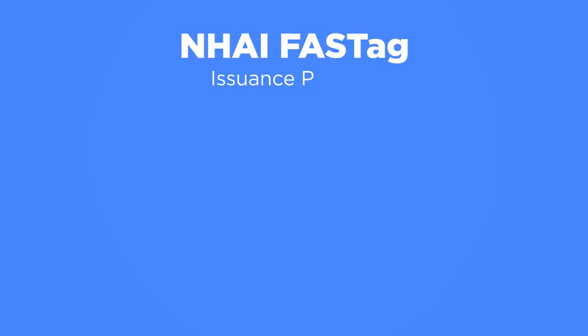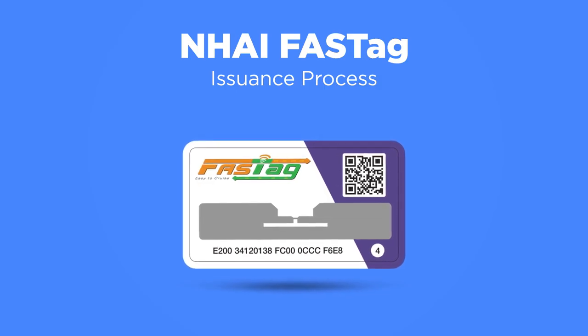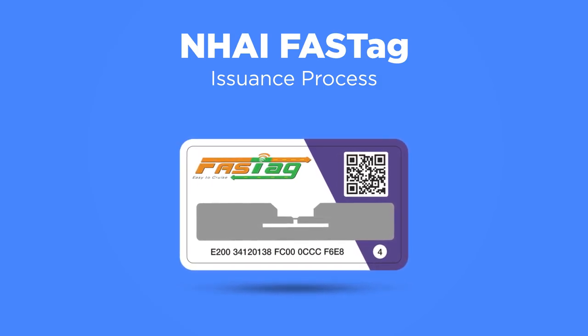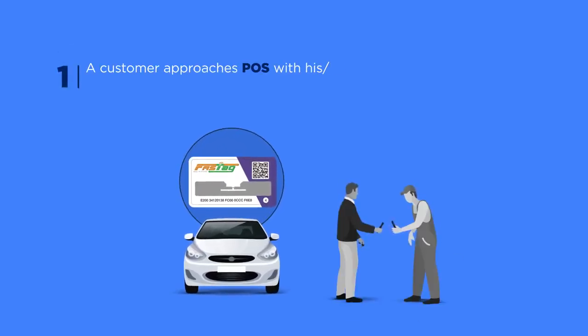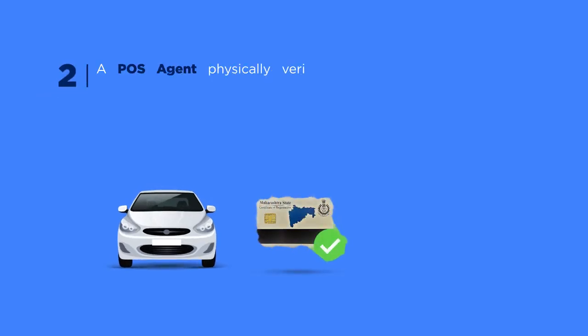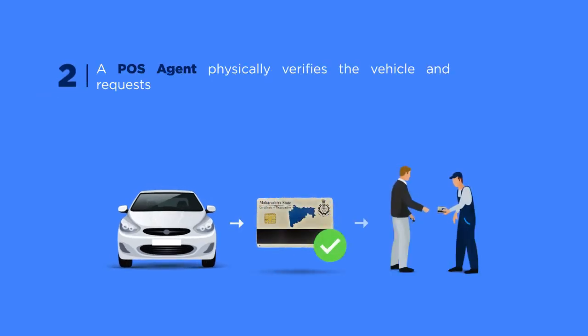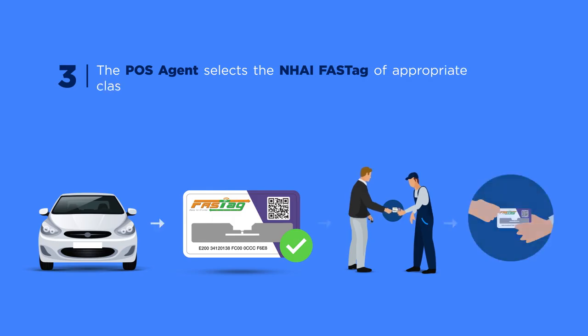NHAI FASTag issuance process. The following steps clarify the simple issuance process of NHAI FASTag. 1. A customer approaches POS with his or her respective vehicle for buying FASTag. 2. A POS agent physically verifies the vehicle and requests the customer for a copy of the RC of the vehicle. 3. The POS agent selects the NHAI FASTag of appropriate class based on the vehicle.